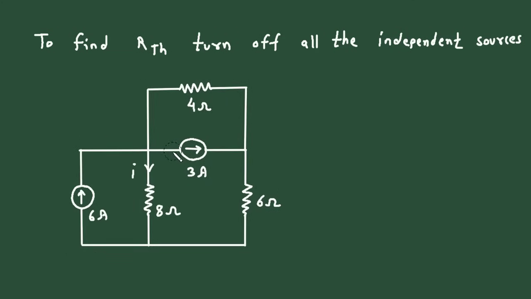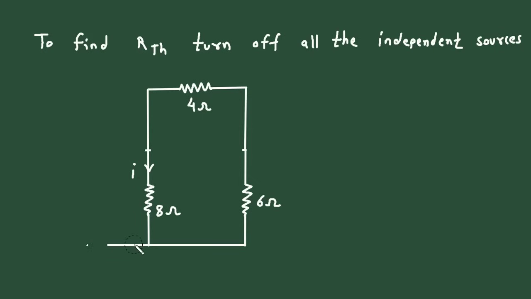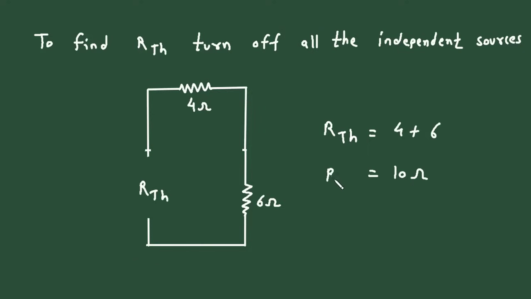Now when we turn off this independent current source, it will be open circuited, and when we turn off this current source, it will be open circuited. Now to find the value of RTH, we have to remove this RL. So it will be removed from here, and now this will be our RTH. So RTH is equal to 4 plus 6, and this is 10 ohm. Therefore RTH is equal to 10 ohm.